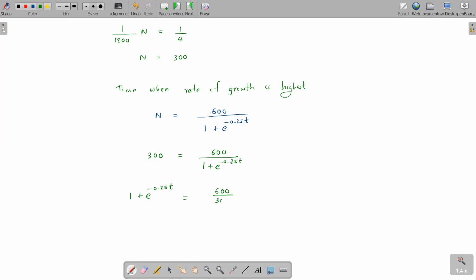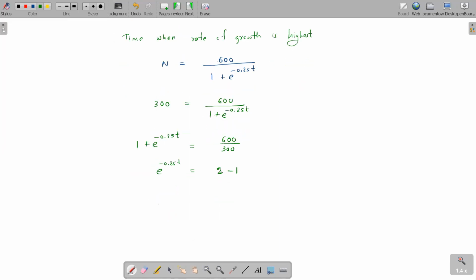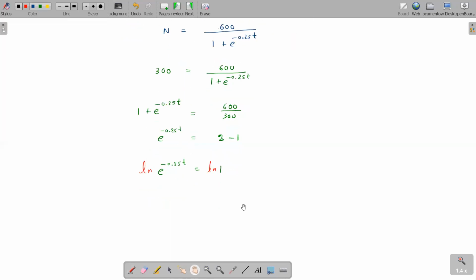600 divided by 300. So then you get e to the power minus 0.25 t. 600 divided by 300 is 2. 2 minus 1, right? The plus 1 comes as minus 1. e to the power minus 0.25 t equals 2 minus 1, which is 1. So you can use ln on both sides, right? ln 1 is 0. Wait, what? We get t equals 0. Did I do something wrong?